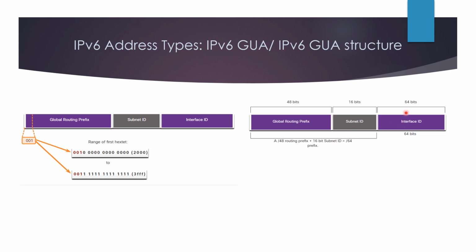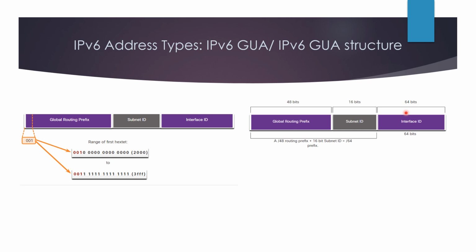And we have even the interface ID, which is equivalent to the host portion of an IPv4 address. The term interface ID is used because a single host may have multiple interfaces, having one or more IPv6 addresses.